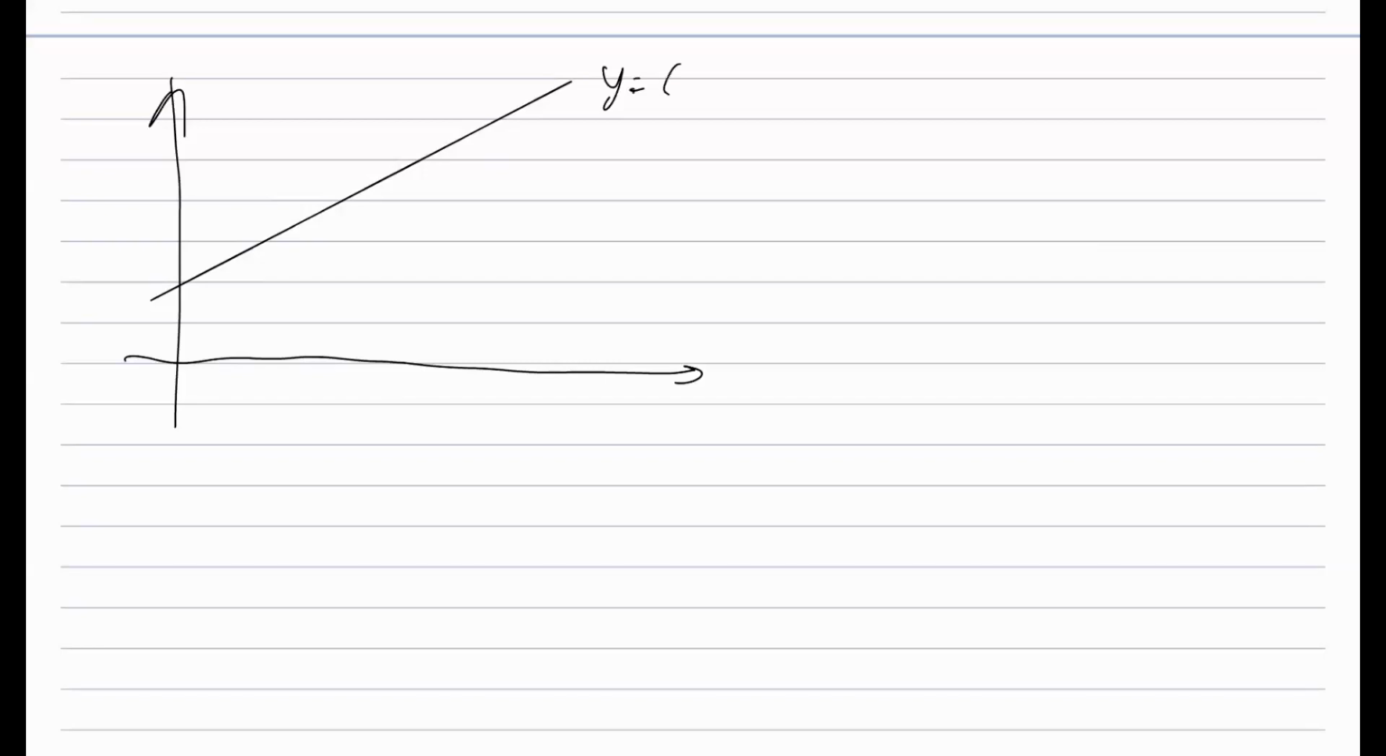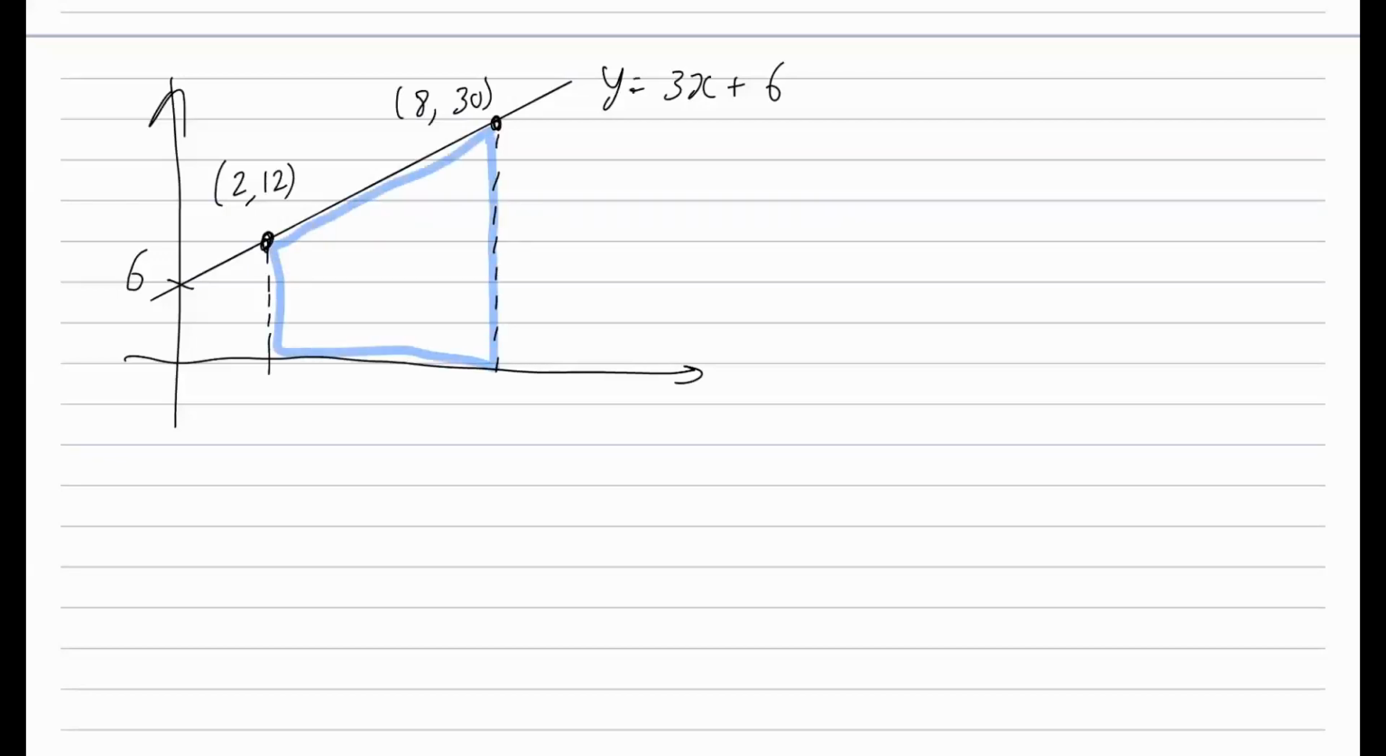I think it's 12x plus 2. Actually, that's a bit too steep. I'll just put 3x plus 6. Okay, so let's plot a few points. Here is, let's say, 2: 3 times 2 is 6, 6 plus 6 is 12. And here, let's say, is 8: 3 times 8 is 24, 24 plus 6 is 30. Drop a line down, drop a line down. What shape do you see over here? What shape is this?